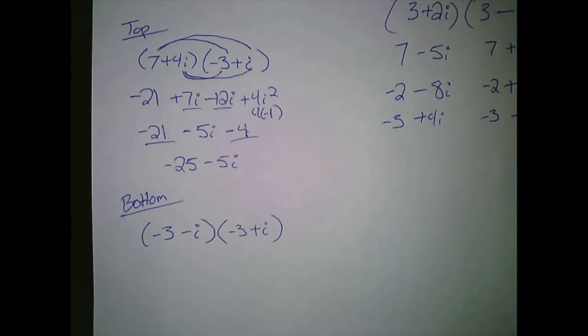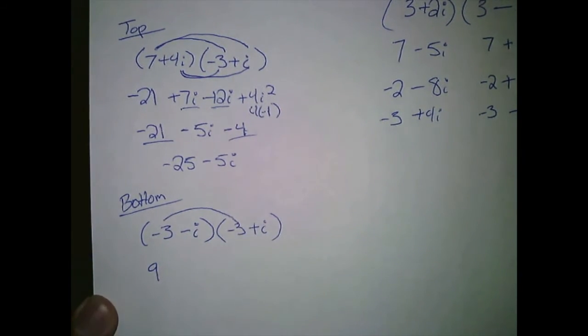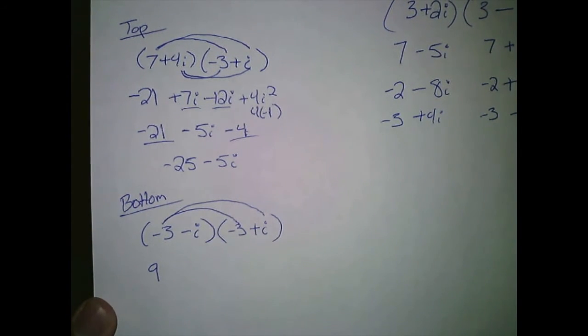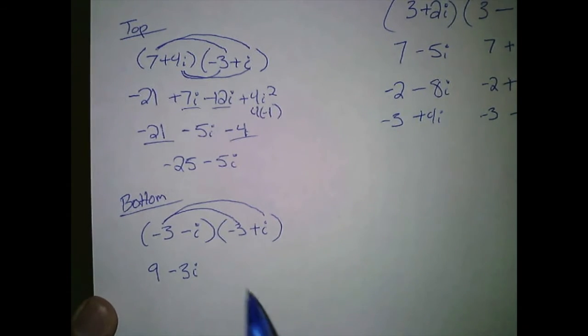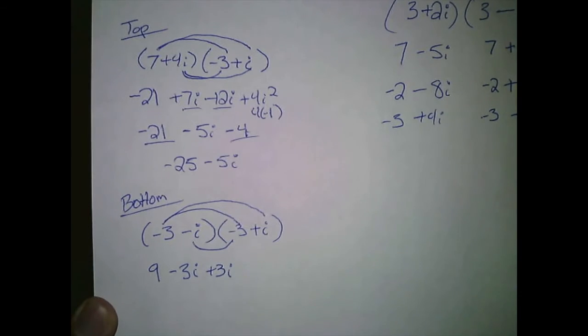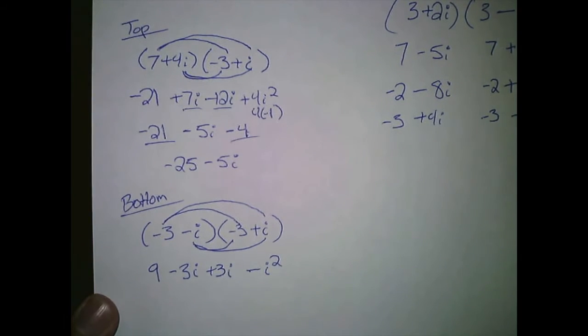So now we're off to distributing. We're going to take -3 times -3, which is 9. -3 times a positive i, well, that's a -3i. Then we're going to take our -i and distribute it all the way through. -i times a -3 is a positive 3i. -i times a positive i is a -i squared.